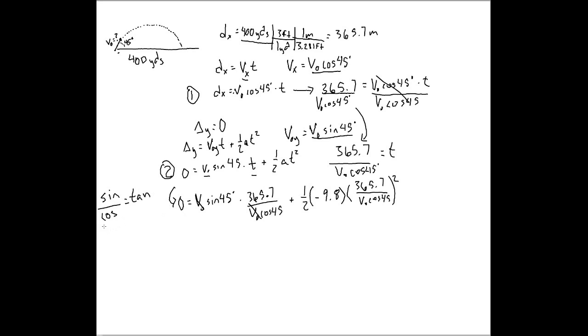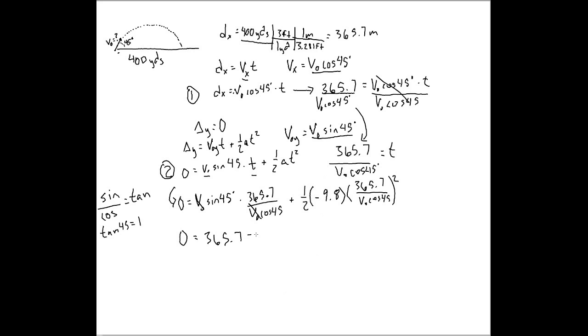And a beautiful thing about this, tangent of 45 degrees is 1. So this goes away in a sense because it's just 1. So we end up with 0 equals, so far I've got just 365.7. Now I'm going to go ahead and distribute this 1/2.